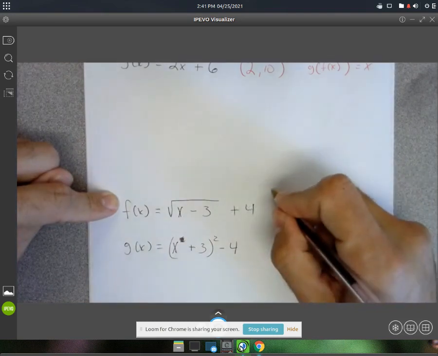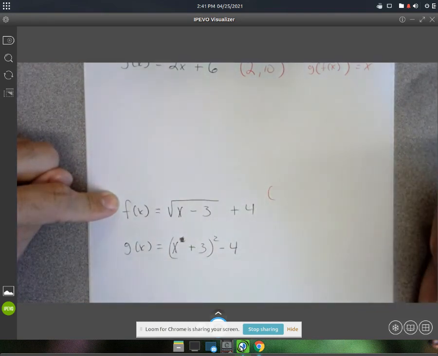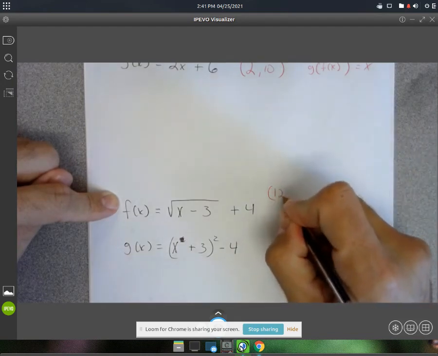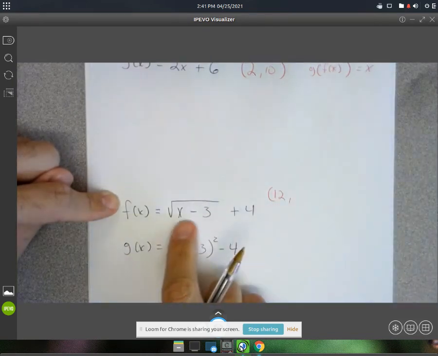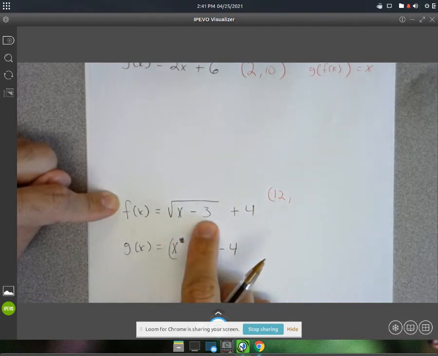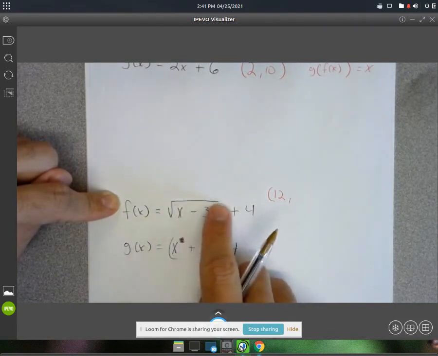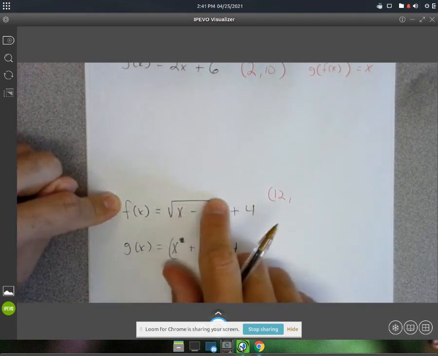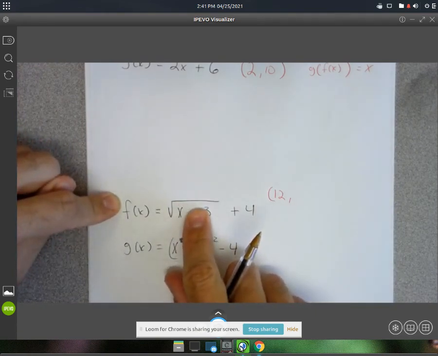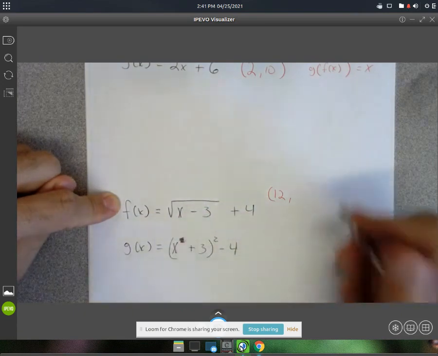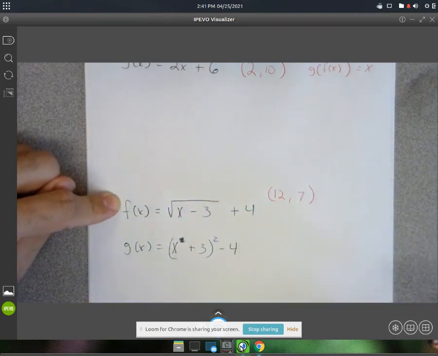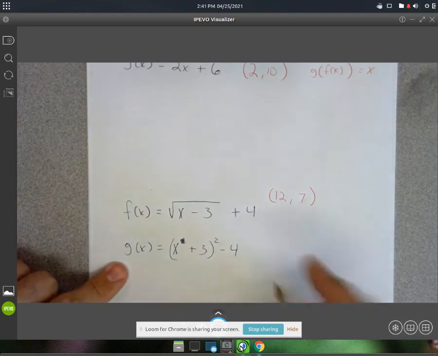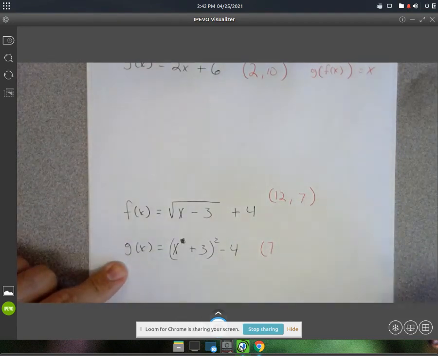So what I'm going to do on this one is try to pick a good value. Let's say I did 12 for x, all right? Because if I did 12 minus 3, that would be 9, and the square root of 9 comes out nicely. So the square root of 9 would be 3, and then 3 plus 4 is 7. So then I go down here to this function, and I'm going to plug in 7 for x and see if I get back a 12.